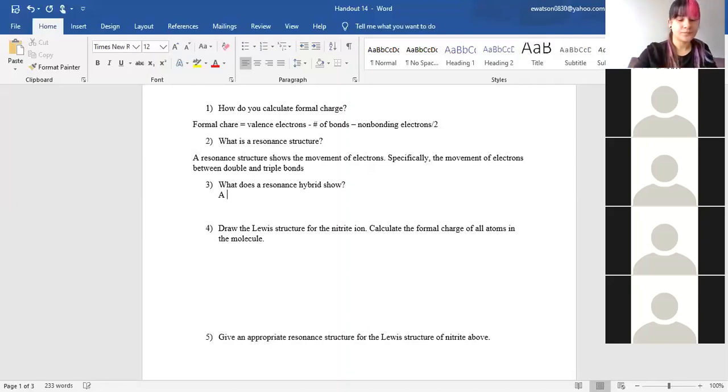A resonance structure depicts one arrangement, while a resonance hybrid depicts all resonance structures in one drawing. And this is a truer depiction of the molecule.